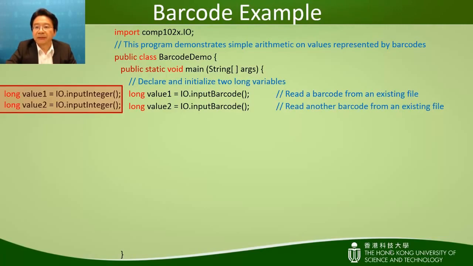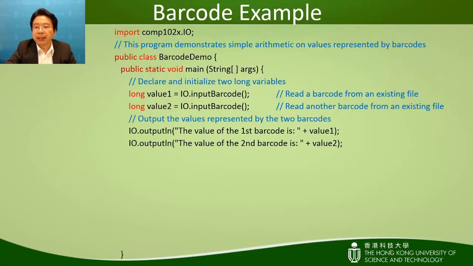This is similar to the use of inputInt or inputDouble if the inputs were to be entered from the console terminal. The numbers entered through the keyboard would still have to be decoded before being assigned to the corresponding variables. Notice that we use the type long here because barcodes can represent very large numbers which could be out of the range of int. Once the barcodes are decoded as numbers, they can be used the same way as if they were created by other means. The two io.outputInt statements here output the values represented by the two barcodes.